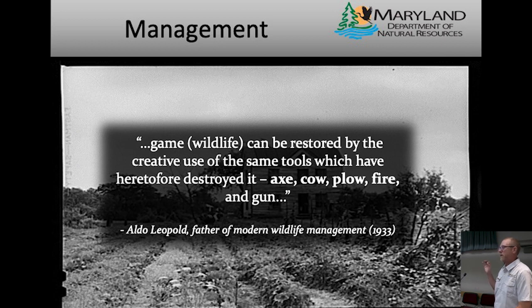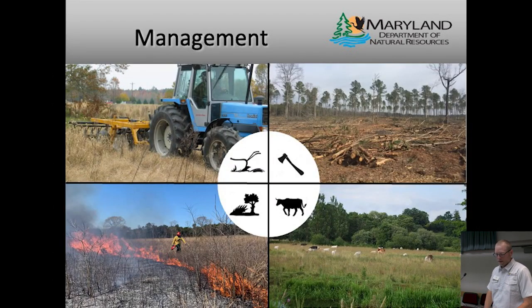Last point I want to make is that to keep these habitats early successional, you need to do something to keep them in that state, or they will want to transition into later successional habitat. Aldo Leopold, I'm sure many of you have heard of, father of modern wildlife management and conservation, said nearly 100 years ago now that you can use some of the same tools that we use to destroy this habitat to restore it. We can use axe, cow, fire, plow, and you'll be hearing more about each one of these habitat management techniques.